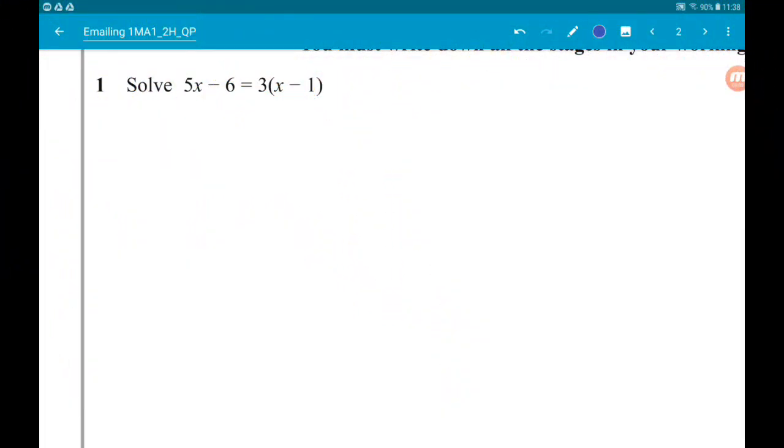Okay, number 1 wants us to solve 5x minus 6 is equal to 3 lots of x minus 1. So, first step, expand the brackets. So we get 5x minus 6 is equal to 3x minus 3.